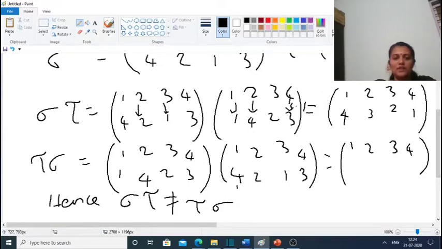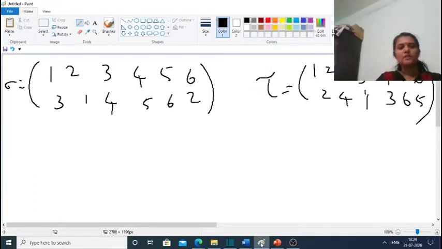So first take from sigma: 1 goes to 4. Now that 4 goes to 3. Now here 2 goes to 2, 2 goes to 4 here. Now 3 goes to 1, 1 goes to 1 there. 4 goes to 3, 3 goes to 2. So sigma tau is not equal to tau sigma.